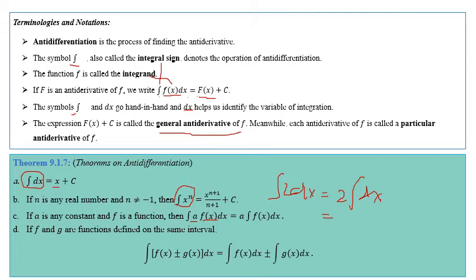And then the constant times the integral. So the integral of dx, using the first theorem, is x plus the constant c. For the last theorem in antidifferentiation, if f and g are functions defined on the same interval, the integral of f of x plus or minus g of x dx is equal to the integral of f of x dx plus or minus the integral of g of x dx.